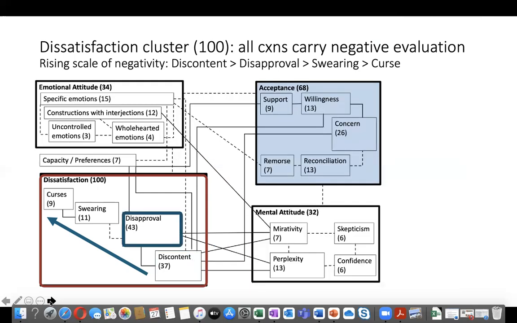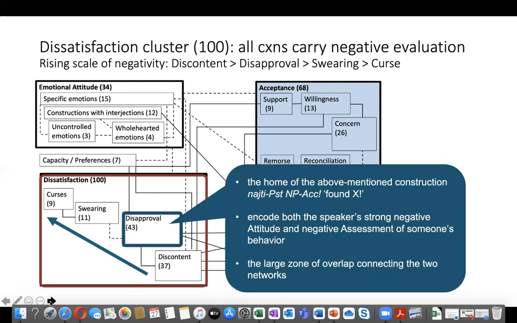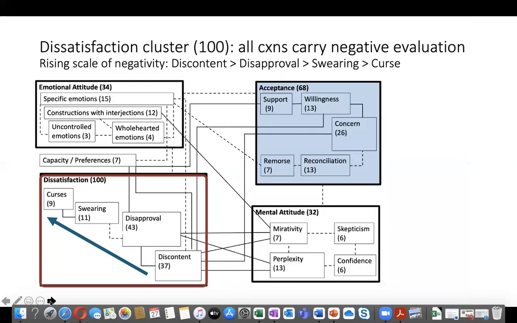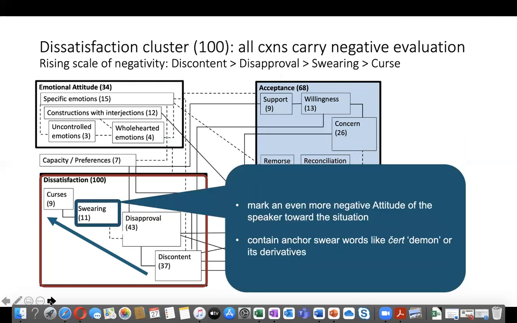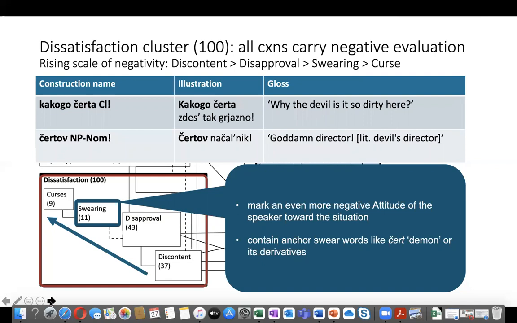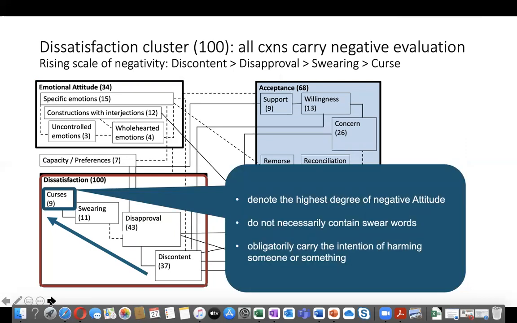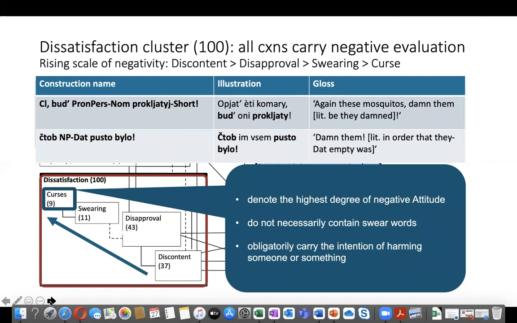The disapproval family comprises 43 constructions that encode both the speaker's strong negative attitude and negative assessment of someone's behavior. This group of constructions is the home of the construction found X, Нашли развлечение, and is a large zone of overlap connecting the two networks. Swearing is a family of 11 constructions that mark even more negative attitude of the speaker towards the situation. Swearing constructions contain anchor swear words like черт, demon, and its derivatives, какого черта, чертов начальник. Curse constructions denote the highest degree of negative attitude. They do not necessarily contain swear words, but always carry the intention of harming someone or something.